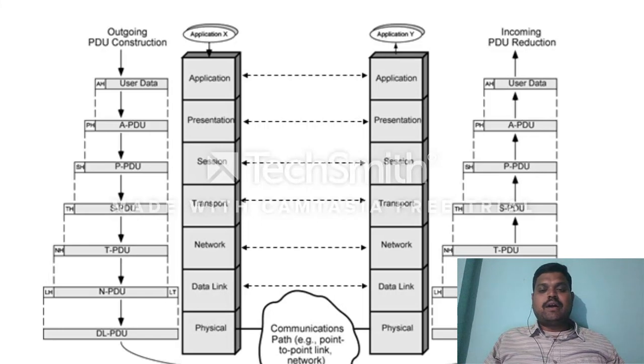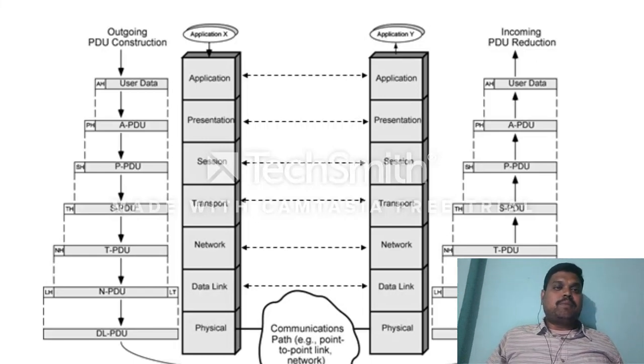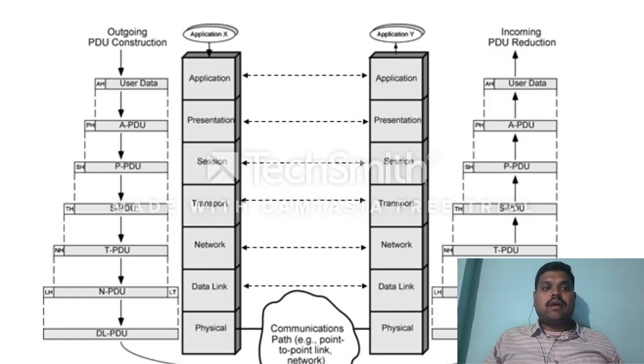And this is how the data flows through the layered structure of the OSI model. The message is passed from the application layer to the presentation layer, presentation to session, session to transport, transport to network, network to data link, and then to the physical layer. The physical layer of system A to the physical layer of system B is linked by a communication medium or communication channel. The communication channel can be either wired or wireless.